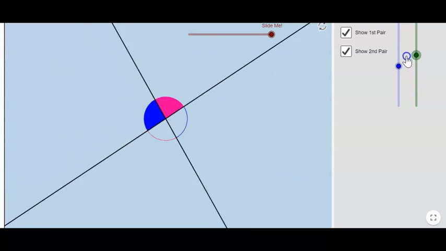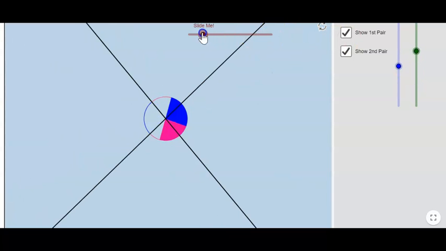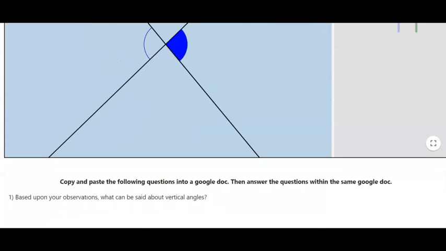So I want you to explore the relationship that's happening here between those vertical angles. They are shaded for you. The pink ones are a vertical pair, so the first pair is the pink pair. And then you have the second pair, which is the blue pair. Those would be your vertical angles. So I want you to explore the relationship there.